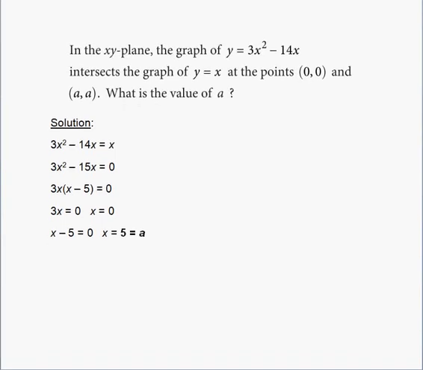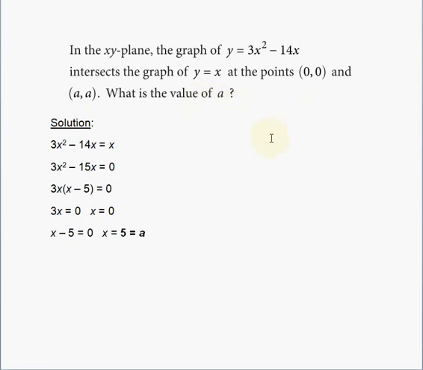This is problem number 34, practice test 6, section 4, calculator allowed. In the xy plane, the graph of y is equal to 3x squared minus 14x intersects the graph of y is equal to x at the points 0, 0 and a, a. What is the value of a?